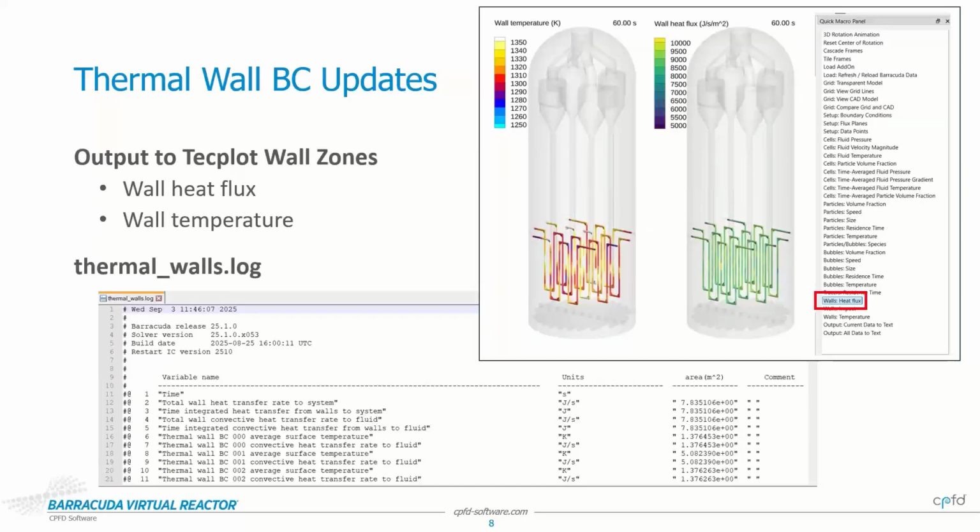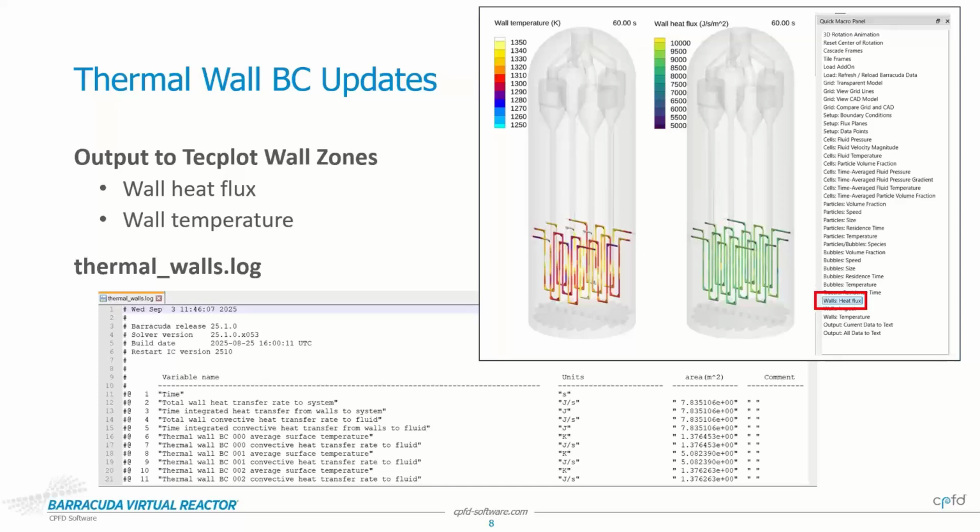Along with the new thermal wall BC input options, we've also made two enhancements related to output. First, data related to thermal walls is now output to wall zones in Tecplot. This allows for more direct visualization of wall temperature and heat flux results, as well as flexible blanking options that I'll demonstrate during the demo portion of the webinar in a few minutes.